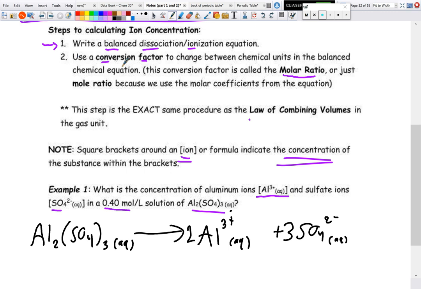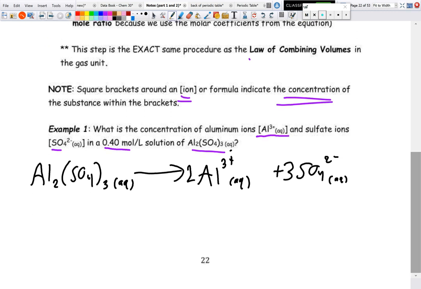Second step, use the conversion factor to change between chemical units or change between concentration units. So what we have right here is we have 0.40 moles per liter. Now this is only going to work for concentrations. So if we're given a mass, we're going to need to find concentration first. And that's why it's concentration of ions.